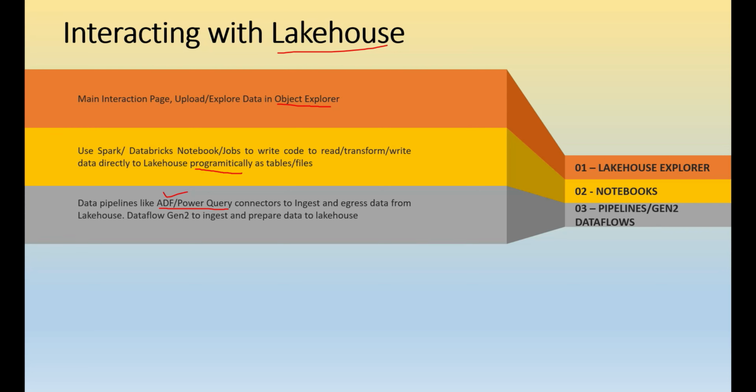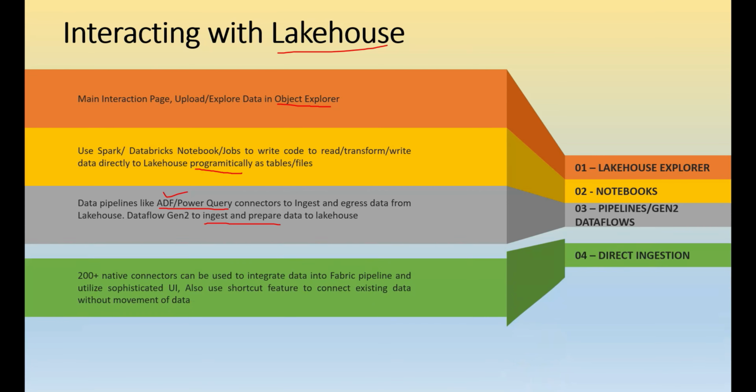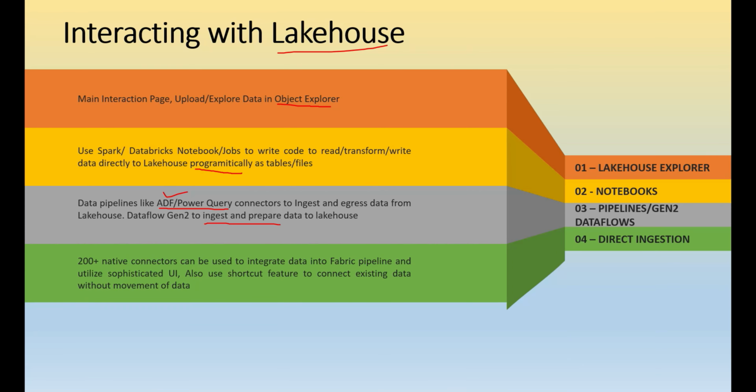This is where you are doing data ingestion and preparation. This is for programmatic use, and this is for where you have a UI, right? And the next option is where you have 200-plus native connectors that can be used to integrate data into a Fabric pipeline and utilize a sophisticated user interface. You can also use the shortcut feature to connect existing data without any movement.